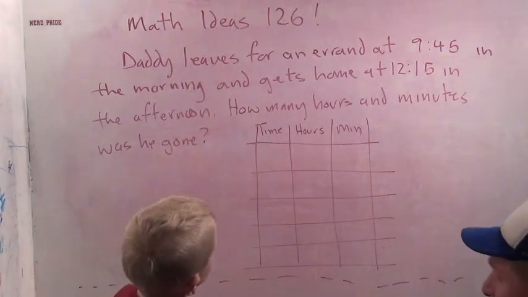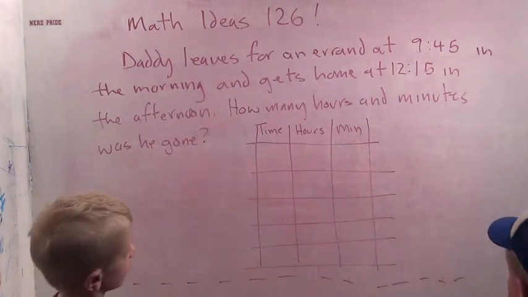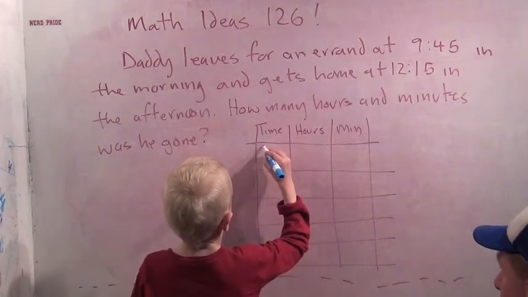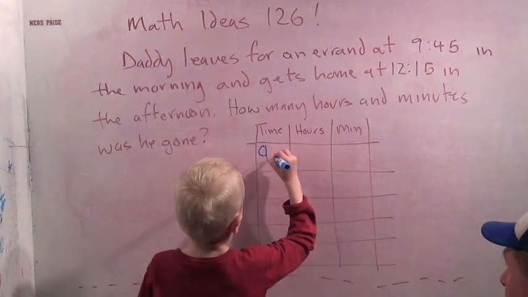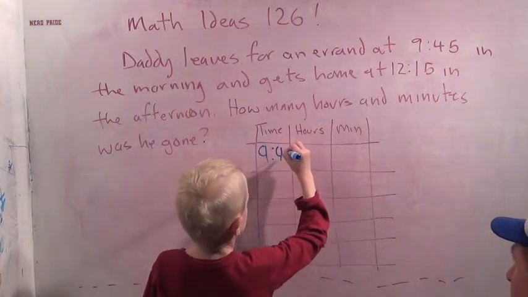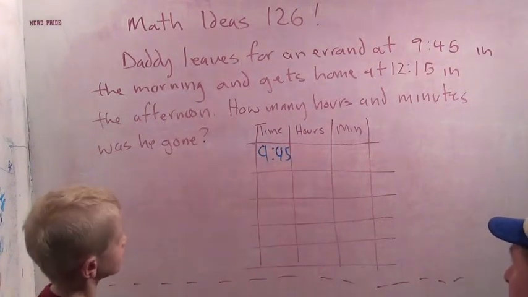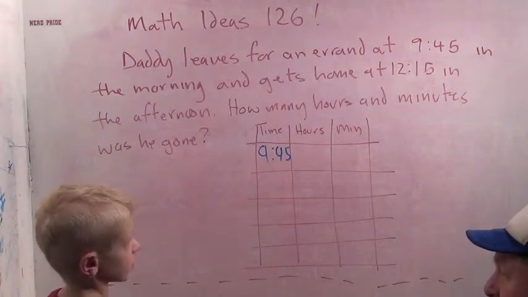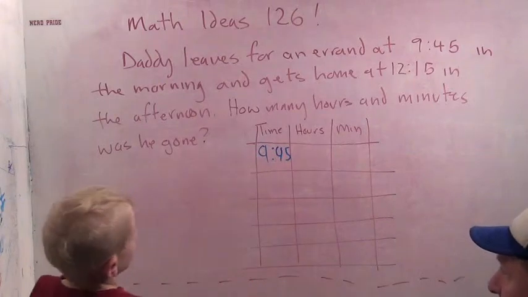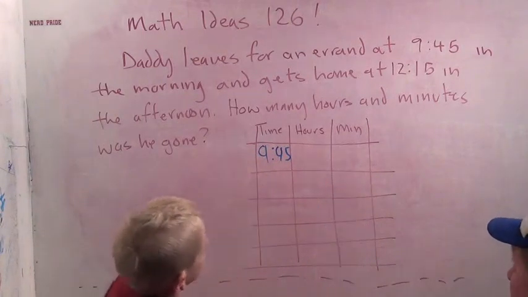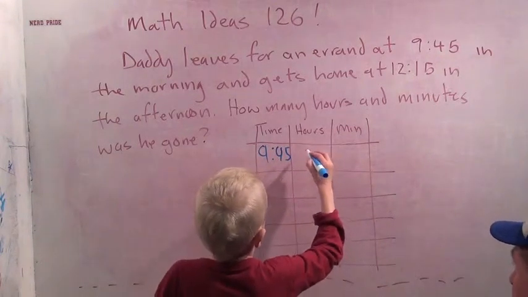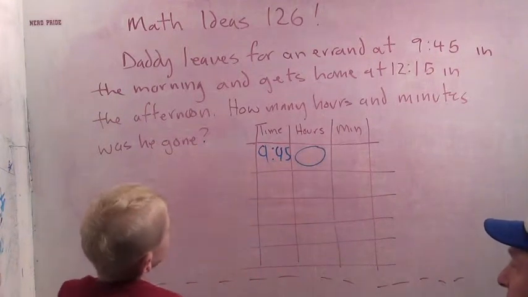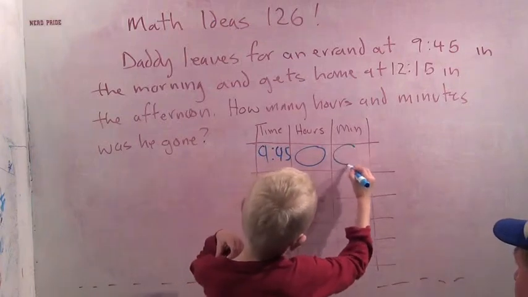What time do you want to start at? 9:45. Okay. So write that in. 9:45. Okay. And how many hours has that been since the start? 0. Why 0? Because it says 9:45. Right, because that's when we started. So Daddy's trip at 9:45 has been 0 hours. And how many minutes? 0. 0 minutes. Okay. All right.